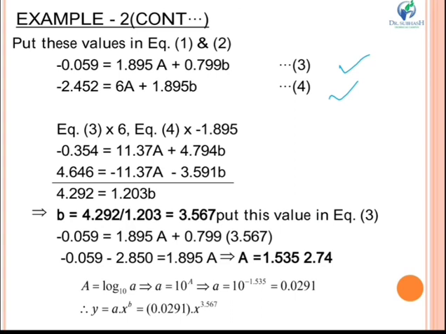Now again I have to eliminate here either A or B. I will multiply equation 3 by 6 and equation 4 by minus 1.895. On multiplying this, I get our next two equations. Now I will add these equations. On adding, we can see that A is eliminated and I will get the value of B as 3.567. Now we put this value in either equation 3 or in equation 4. On putting this value in equation 3, we get the value of capital A as 1.535.